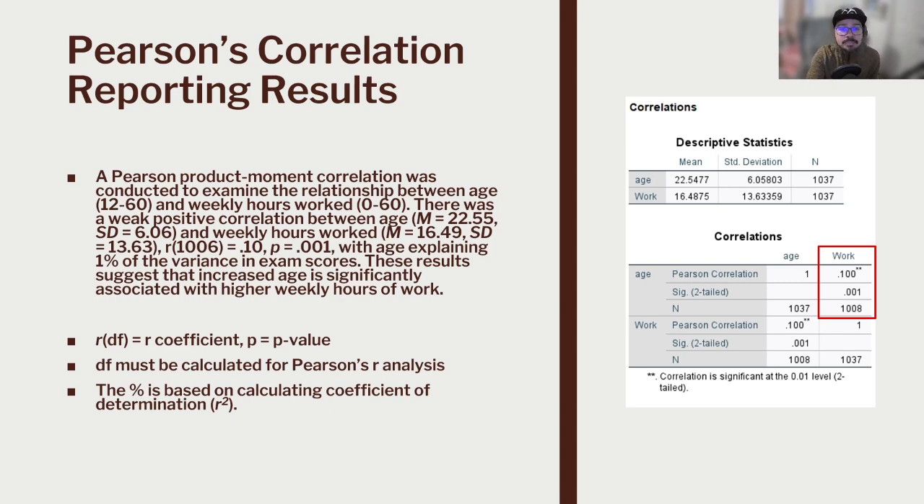And so that means that in this relationship that we are examining, in this test of the relationship between age and number of hours worked on a weekly basis, age only explains 1% of the variance in exam scores. Remember that the coefficient of determination gives you a value that is more easily communicated to your audience, and it helps them make a little bit more sense of your test results. So these results suggest that increased age is significantly associated with higher weekly hours of work, but only by 1%.